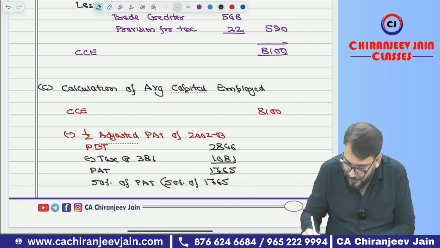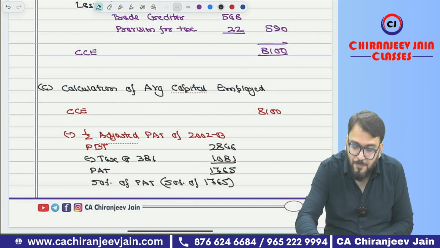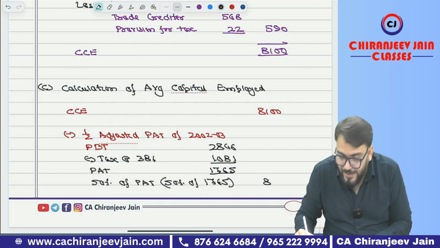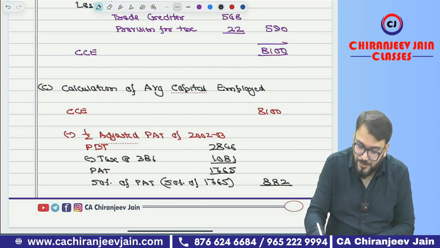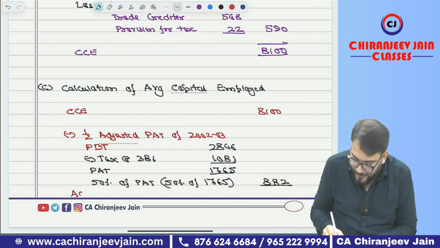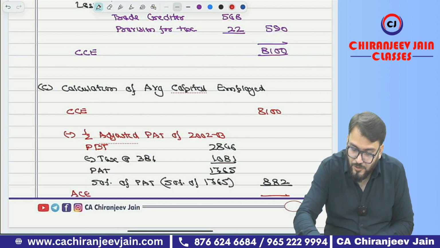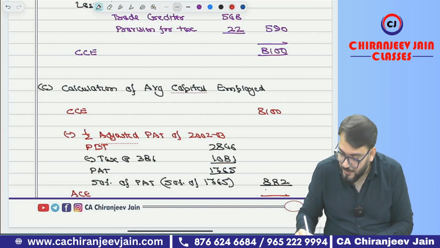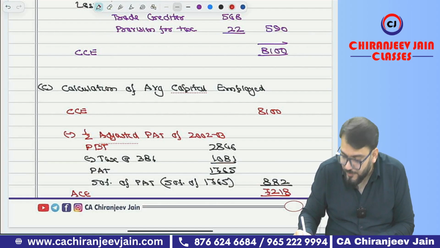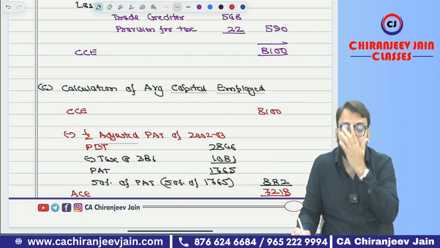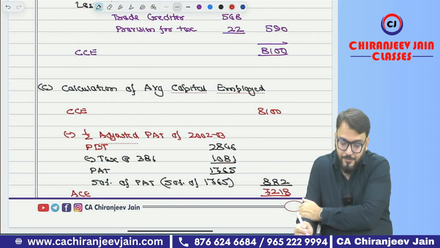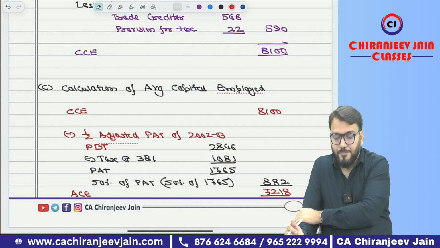That only we will take now. That is equal to, into half means 50%, we will take 882. We can say 882. So this becomes average capital employed. Got this point? So your average capital employed is equal to 8,100 minus 882 is equal to 7218. Are you getting what calculation we are doing? 7218. Chalega. Any doubt?